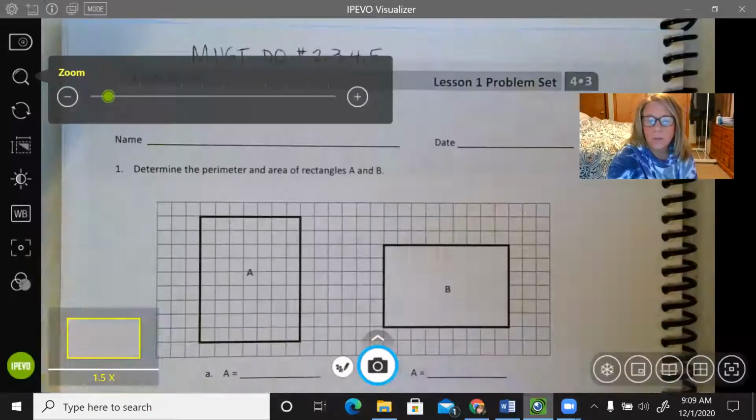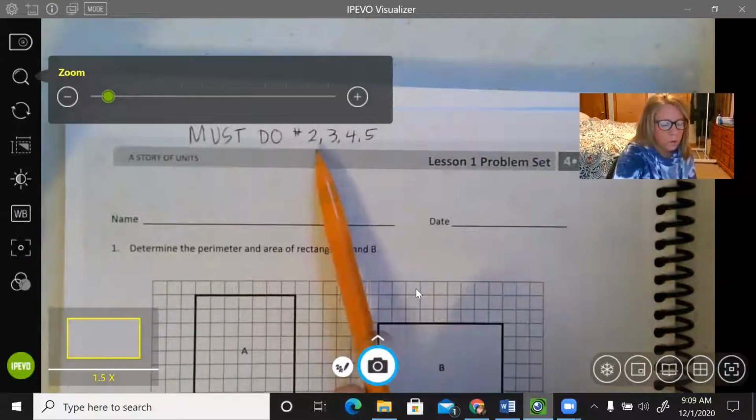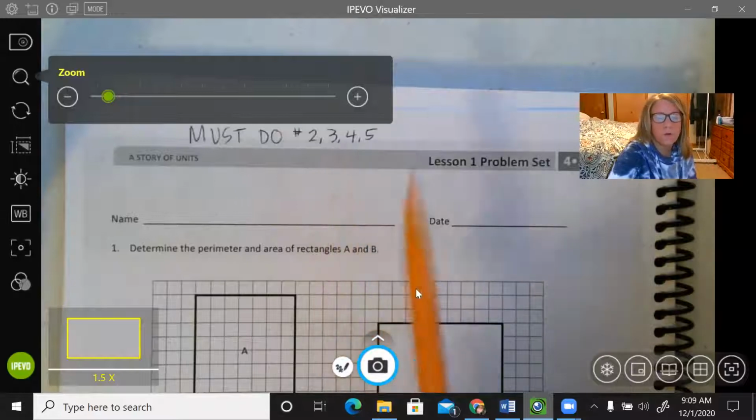So after you watch the lesson one video, then you should take out your student workbook to page 1 and complete the must-do problems. Now, the must-do problems for this lesson are number 2, 3, 4, and 5.